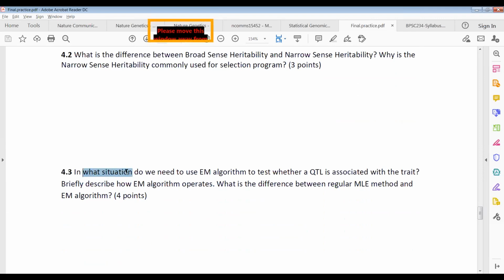All right, in what situation do we need to use the EM algorithm to test whether a locus is a QTL? For missing data, right? Yes, very good. Now I will ask you to very briefly describe how an EM algorithm works. Just follow the lecture notes and describe the major steps that we follow in the EM algorithm procedure. Any questions here?